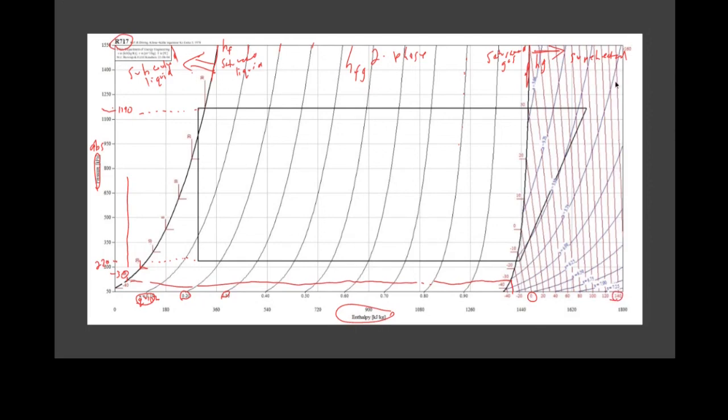So now we've got some other lines here that I want to point out. We've got here lines of constant, well, these are isentrops, right? In other words, lines of constant entropy.